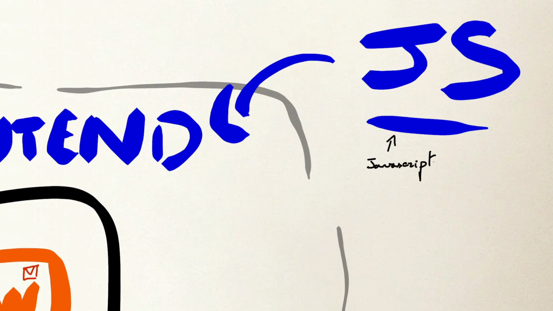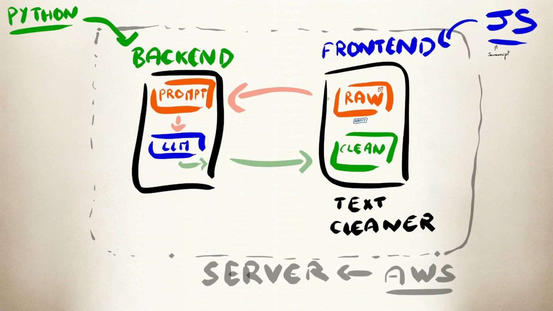Now, JS stands for JavaScript, but you don't need to worry about it too much because I'm going to explain why later on in the video. The only thing that you need to know about it is that it is used for the front end, and that's a programming language, and that's it. So now, what happens when you push the submit button? Well, you go to the back end here.